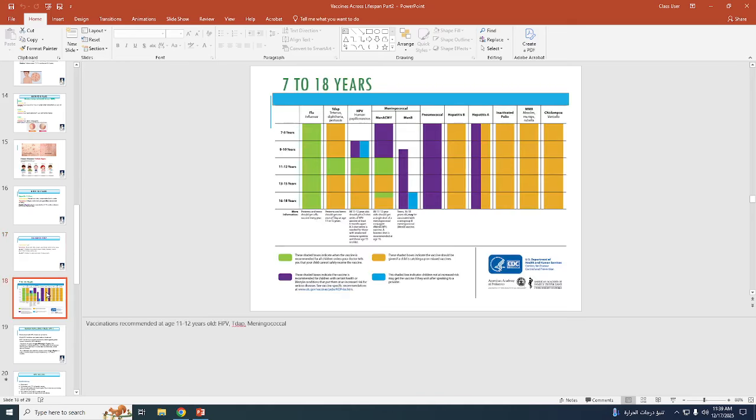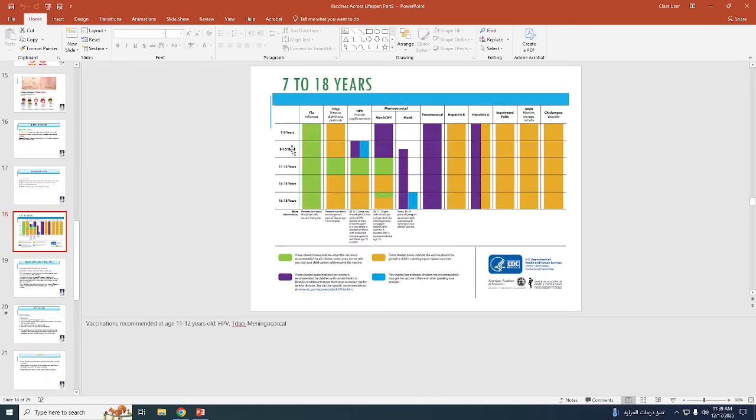Hepatitis A, of course. Here, as I told you before, all you need to know is what the preteen vaccinations are, at 11 to 12. What are they recommended to take? Flu, DDaP, HPV, and meningococcal. Meningococcal protects from meningitis. What is it called? ACWY. Those are actually the strains that might cause meningitis.